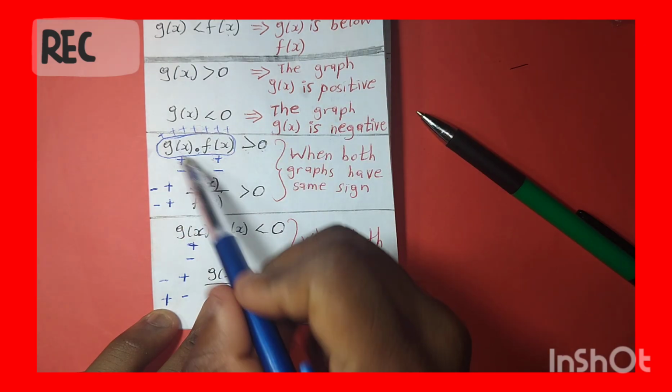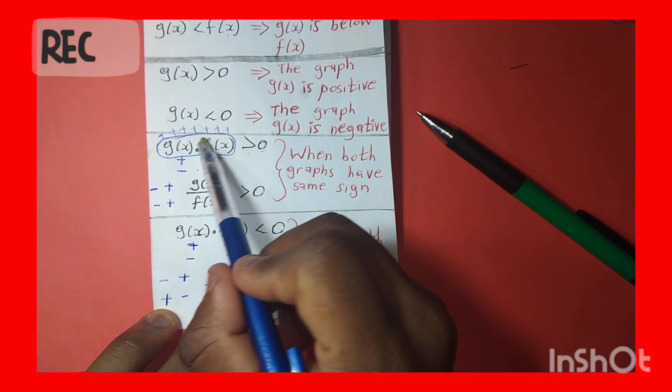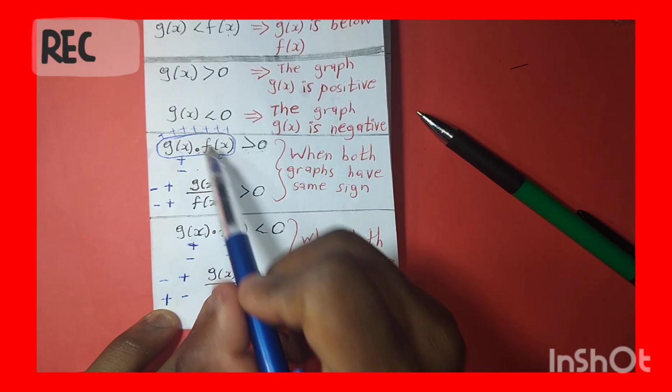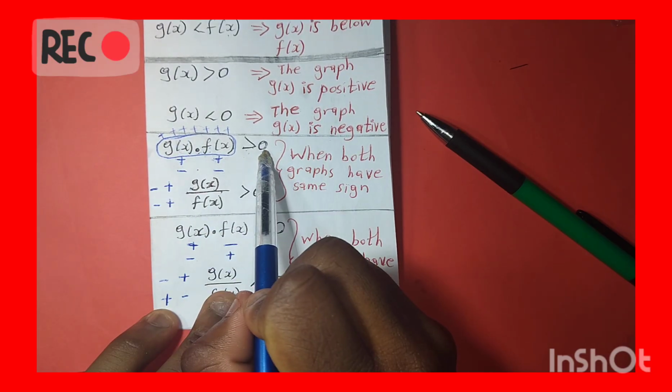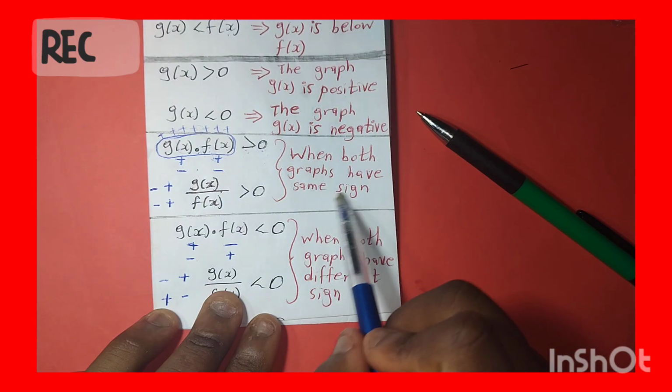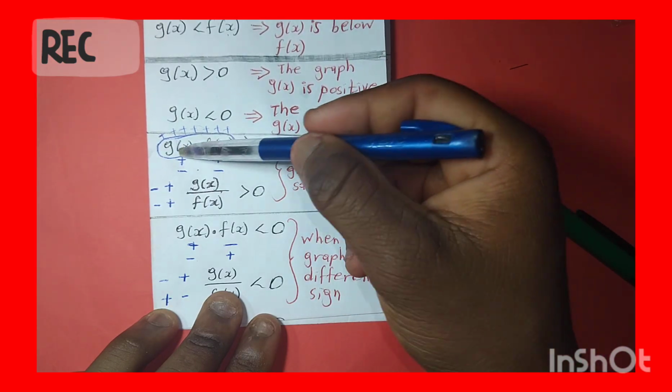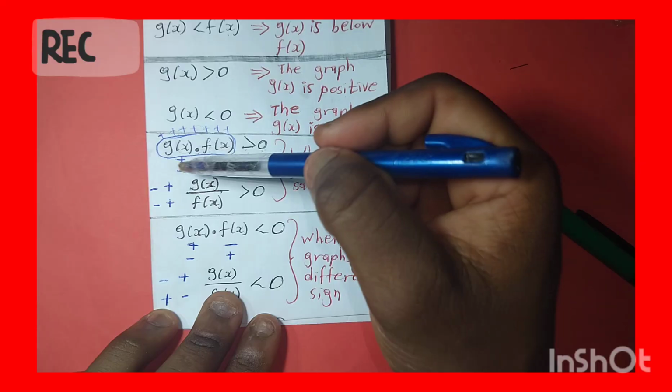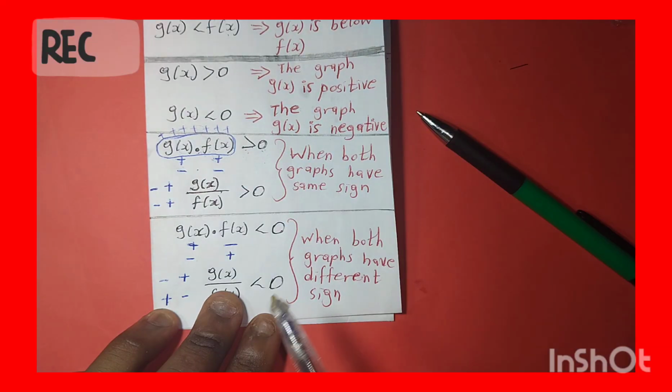So in other words, guys, when you see something like this, whereby we multiply two graphs and they are greater than 0, it means that both of the graphs have the same sign. Both of them will be positive, or both of them will be negative there. So take note of that.